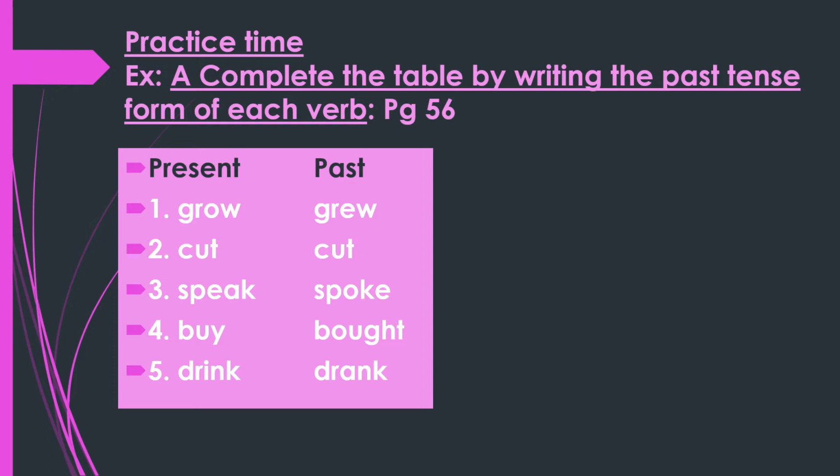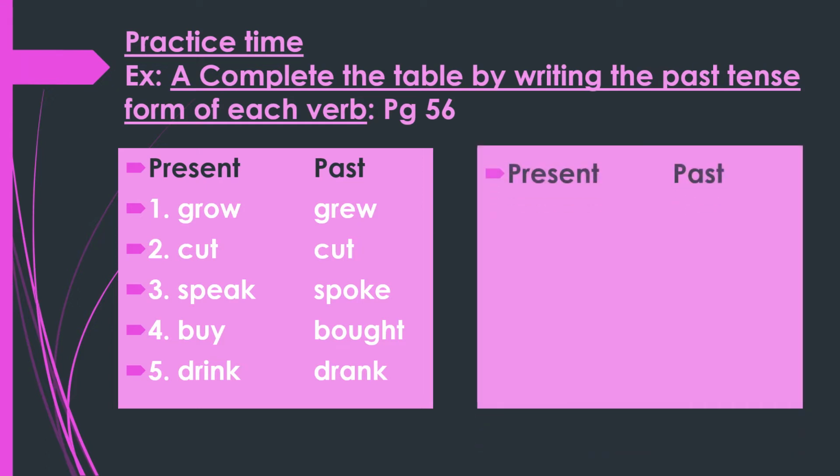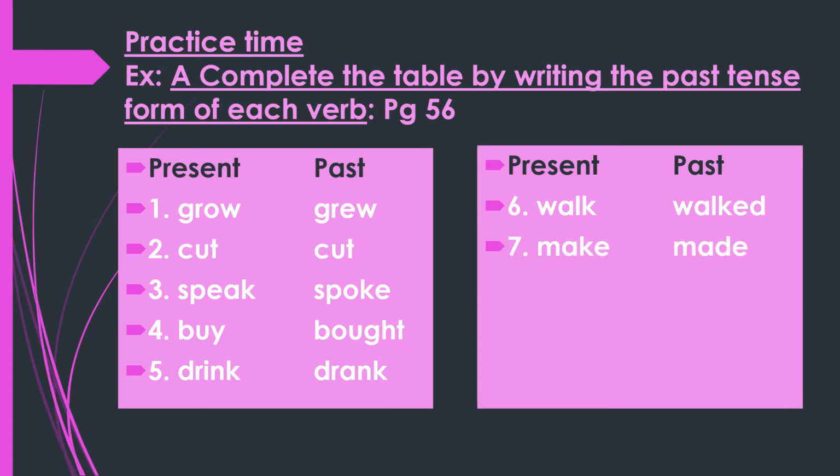The fifth one is drink and the past tense of drink is drank, that is D-R-A-N-K. Number 6 is walk and the past tense of walk is walked, that is W-A-L-K-E-D. The seventh word is make and the past tense of make is made, M-A-D-E. Number 8 is find, and the past tense of find is found. That is F-O-U-N-D.